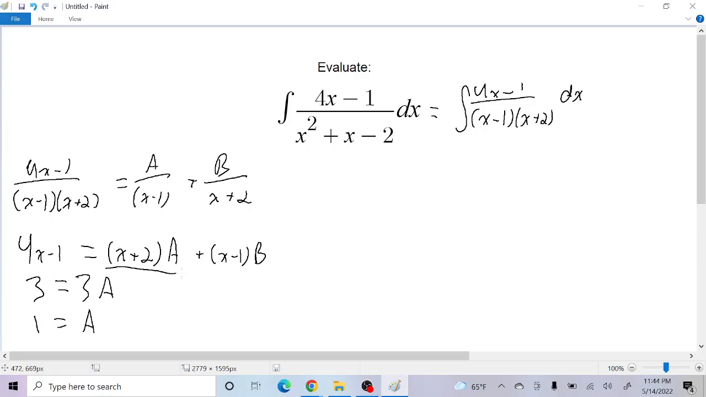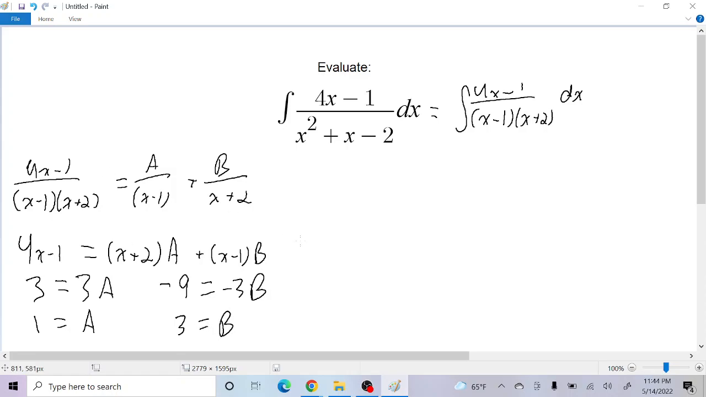To set this term equal to 0, we set x equal to negative 2. When we set x equal to negative 2, we get 4 times negative 2 is negative 8, minus 1 is negative 9, equals 0 plus negative 3B. Solving this equation, you can see that 3 equals B.